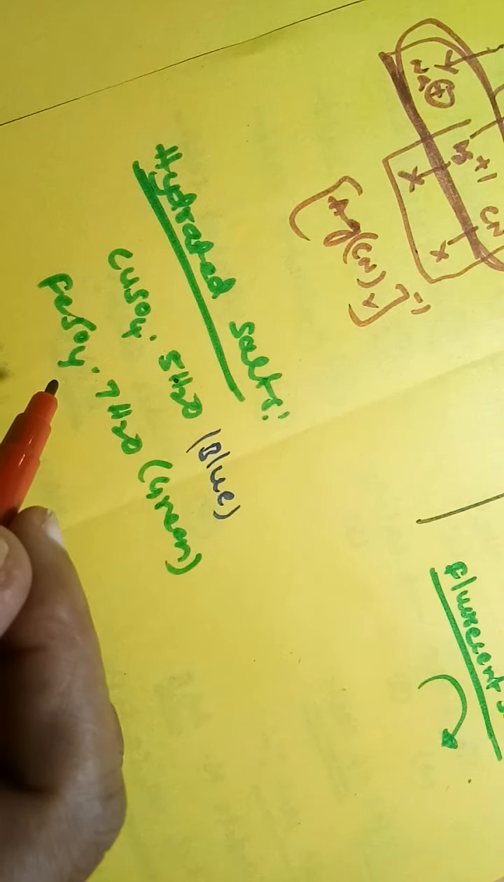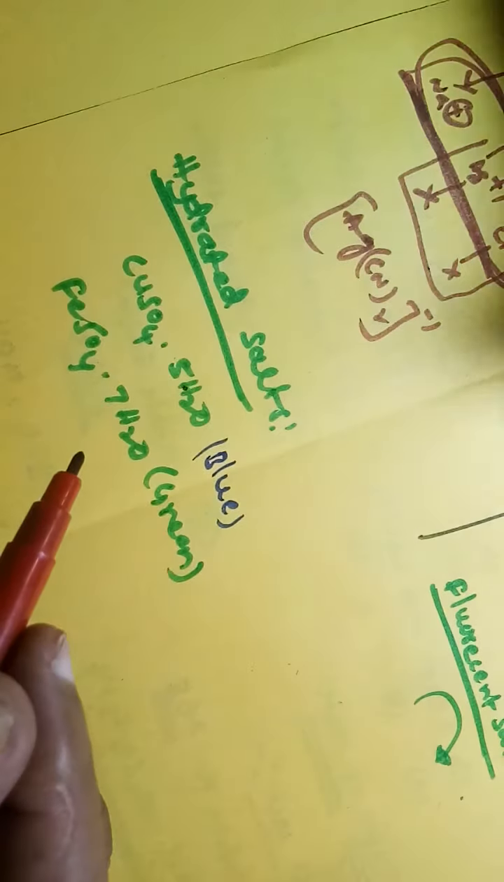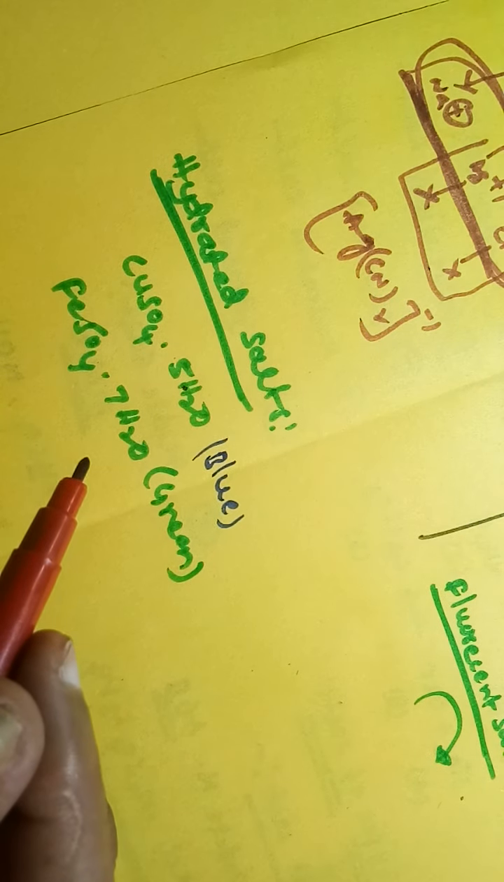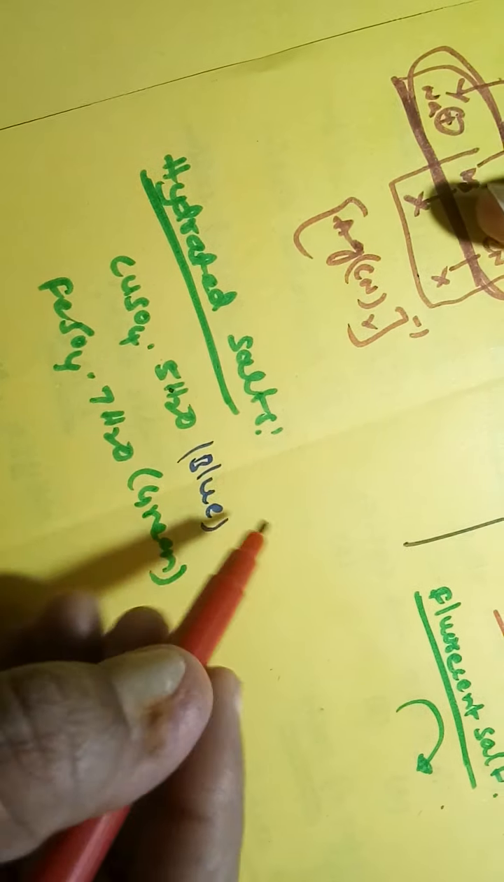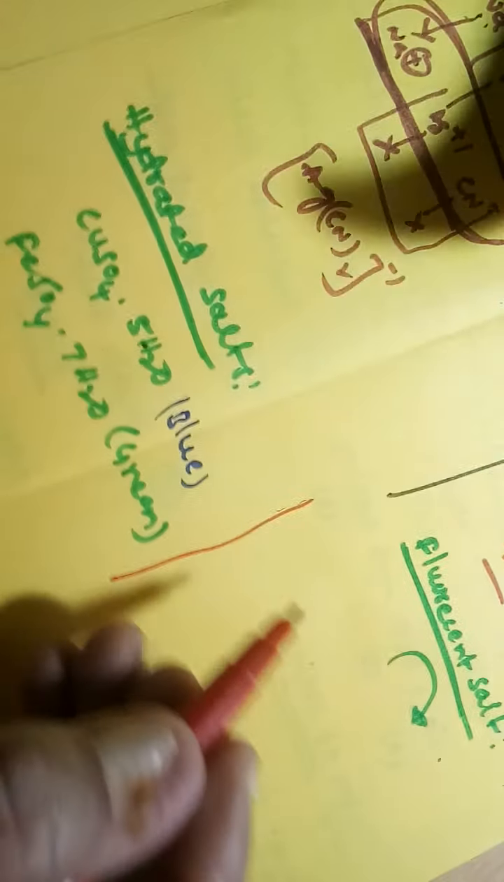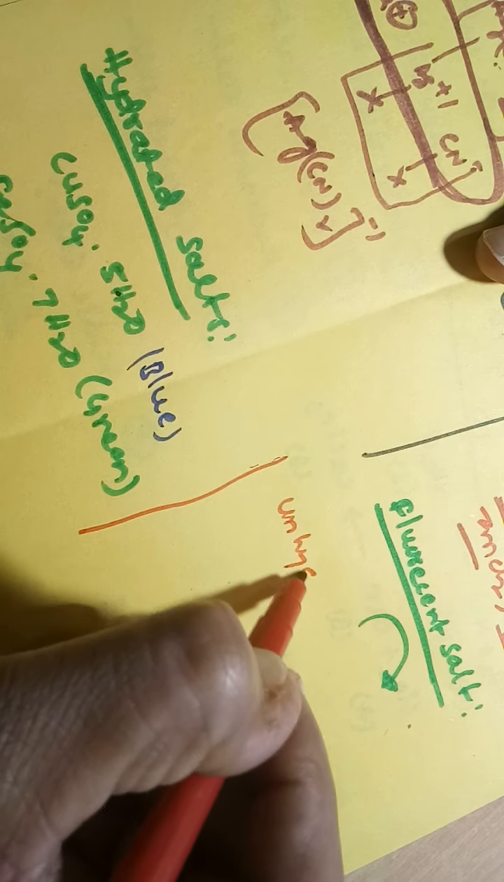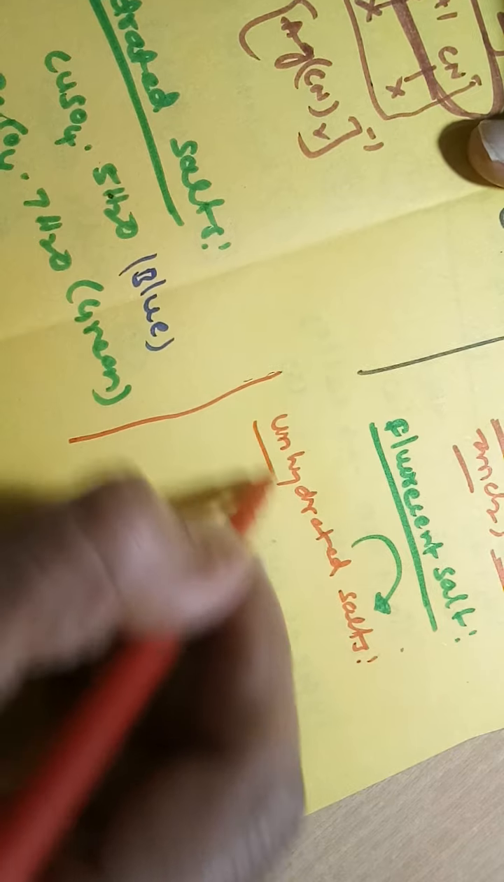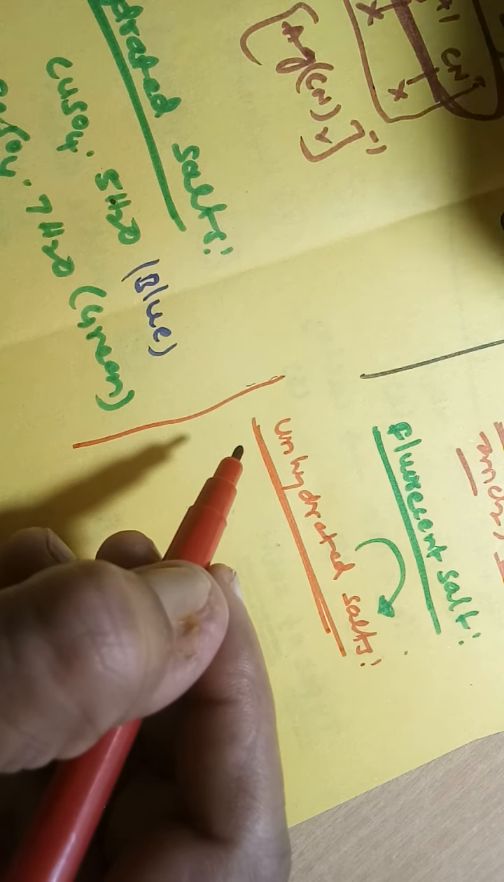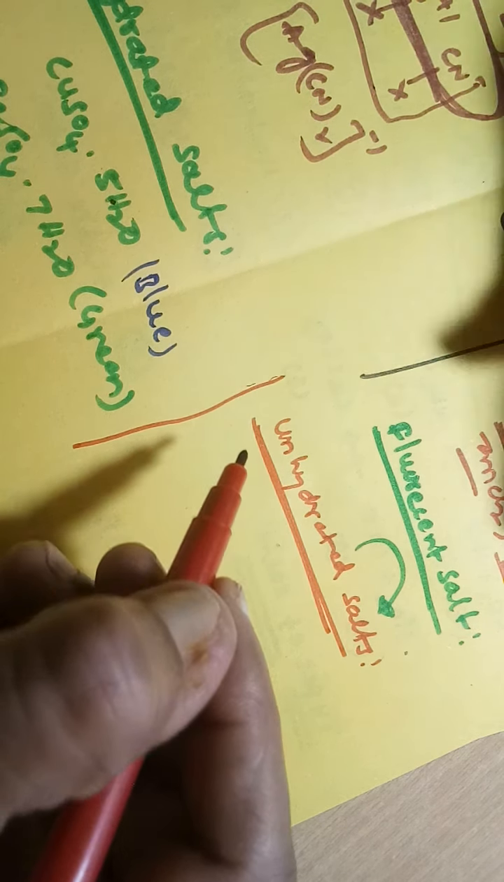These salts have water molecules in their interstitial positions. If we touch those salts, we will not feel any wetness, since the water is present in the interstitial empty positions. These are hydrated salts. Next one, unhydrated salts. Unhydrated salts are salts which do not have water molecules.